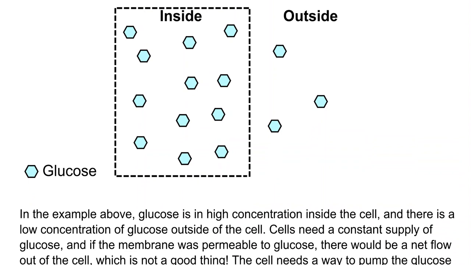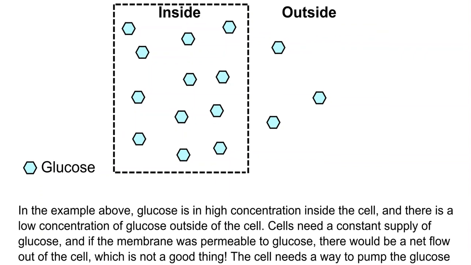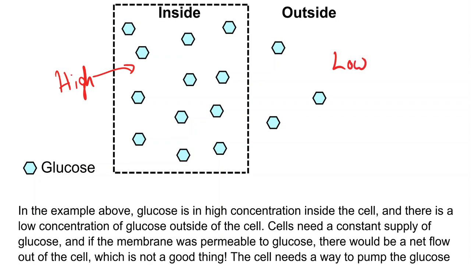In your stomach, there are specialized cells that absorb nutrients. For example, these cells want to store glucose. They want to be able to absorb glucose out of your small intestine. So in the example above, glucose is in high concentration inside this cell, and there's low concentration of glucose outside of the cell.